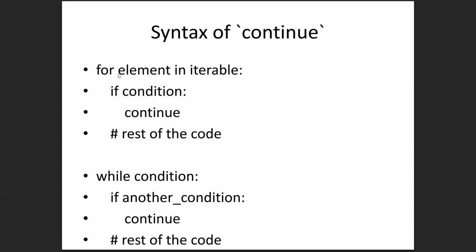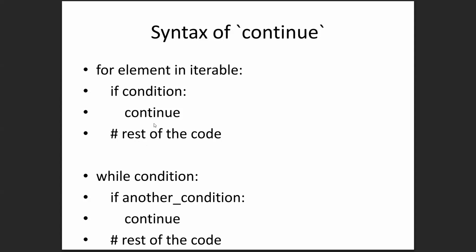See, first one, loop. After the loop, we are giving an if condition. After the condition, continue. Next one, rest of the code. So what is happening over here is, whenever the condition is true, we are doing continue. It means we are skipping that condition. Except that condition, we are printing all the values of the code.